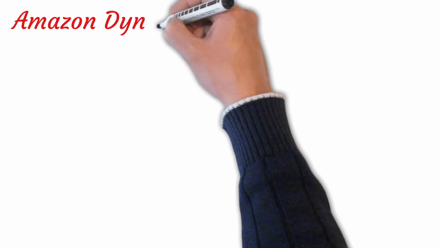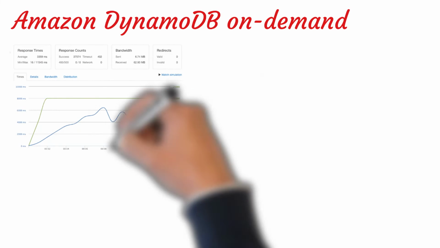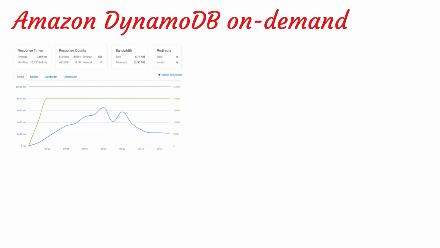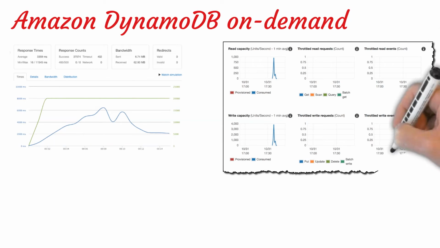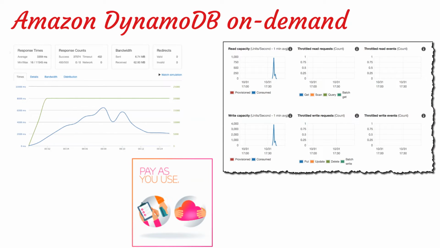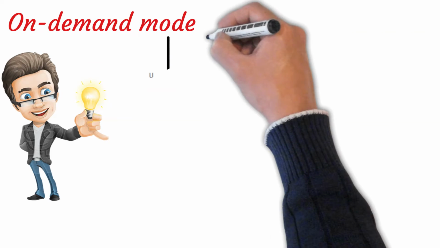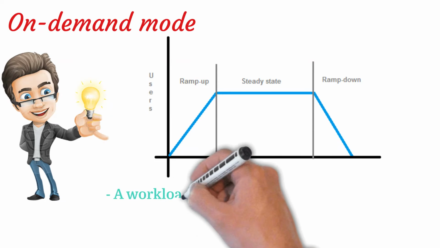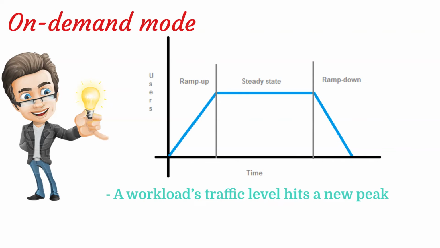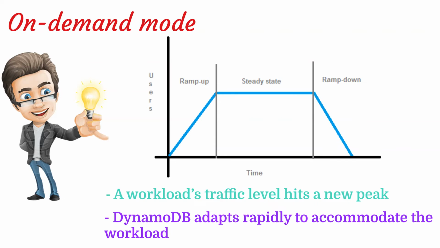Amazon DynamoDB On Demand is a flexible billing option capable of serving thousands of requests per second without capacity planning. DynamoDB On Demand offers pay-per-request pricing for read and write requests, so that you pay only for what you use. When you choose on-demand mode, DynamoDB instantly accommodates your workloads as they ramp up or down to any previously reached traffic level. If a workload's traffic level hits a new peak, DynamoDB adapts rapidly to accommodate the workload.